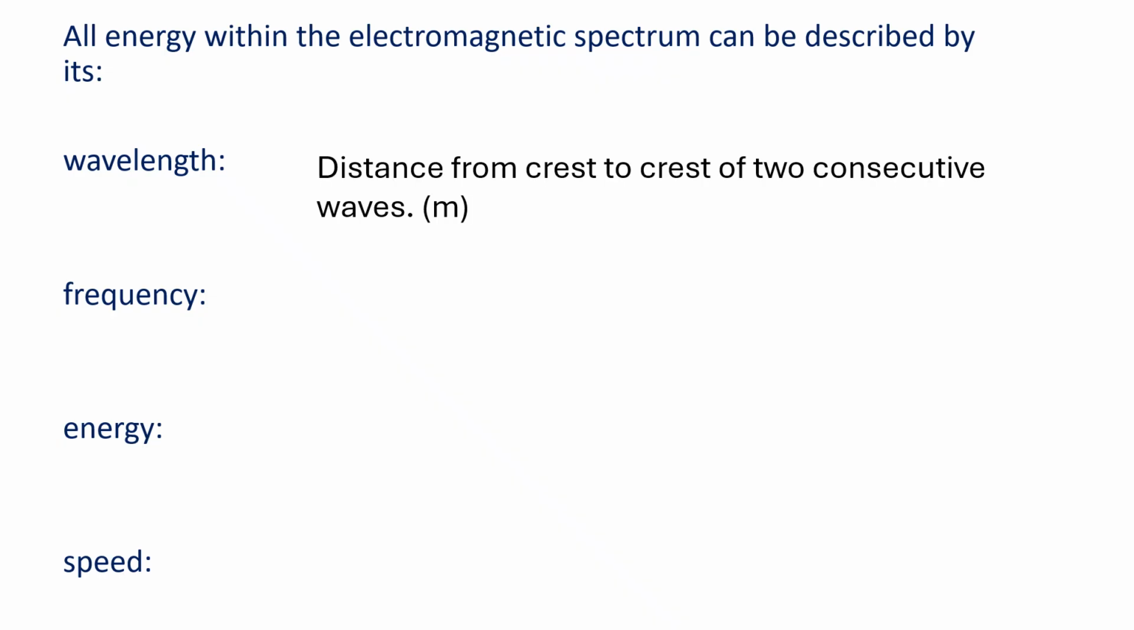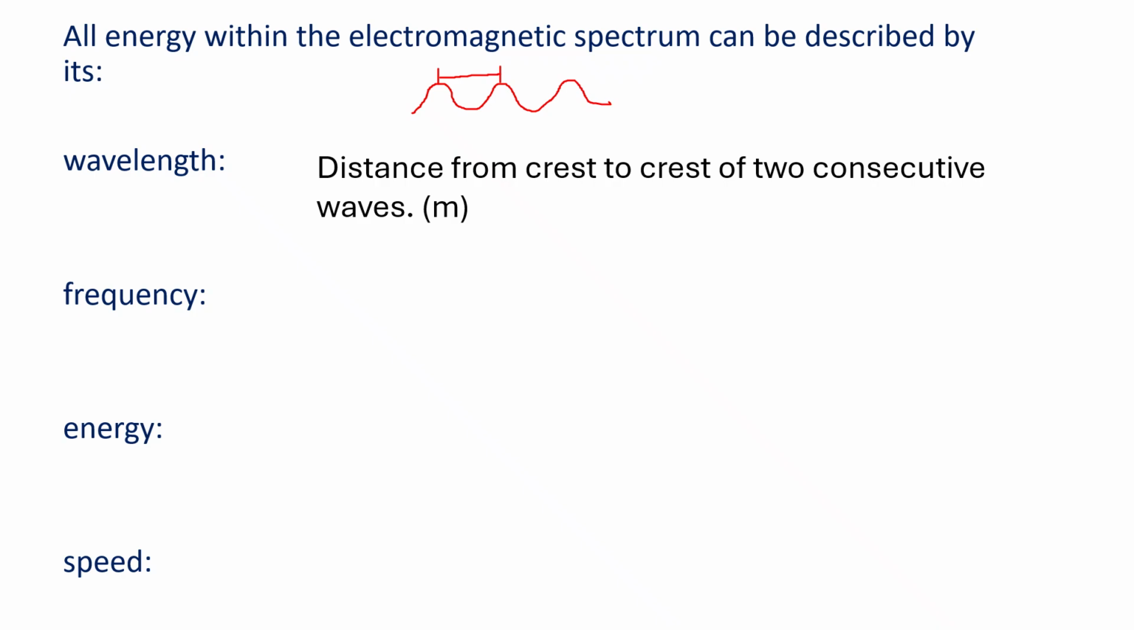Wavelength is the distance from crest to crest of two consecutive waves. So if I try to draw a wave here, it might look kind of like this, several waves in a row. And so a wavelength is just the distance from here to here. So two identical spots on consecutive waves.